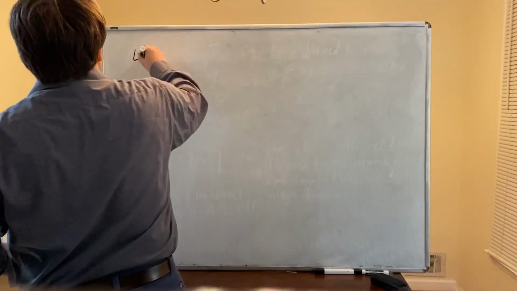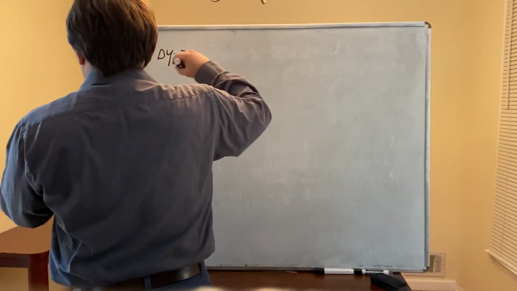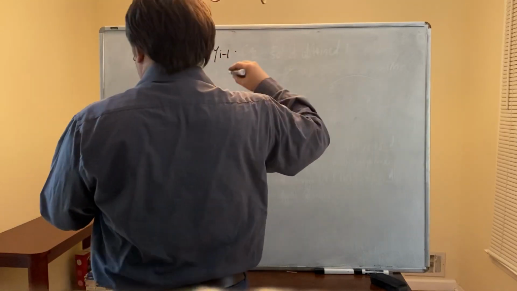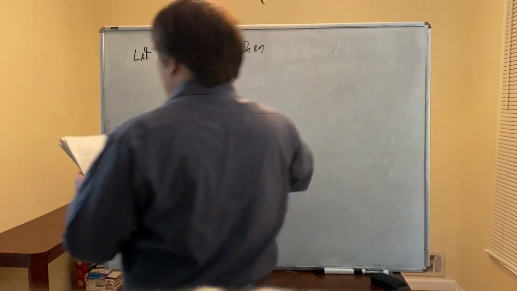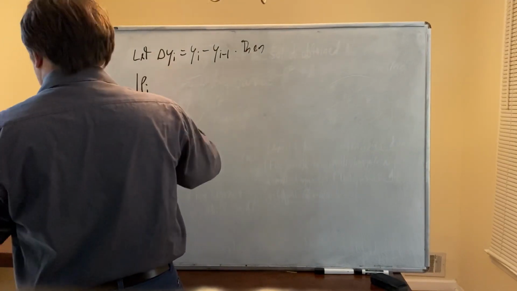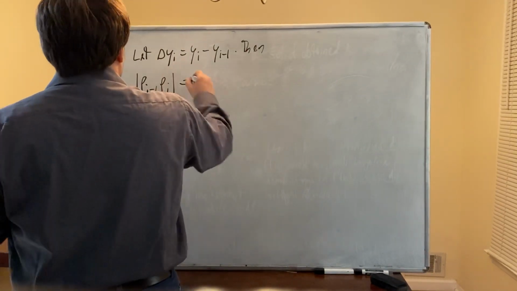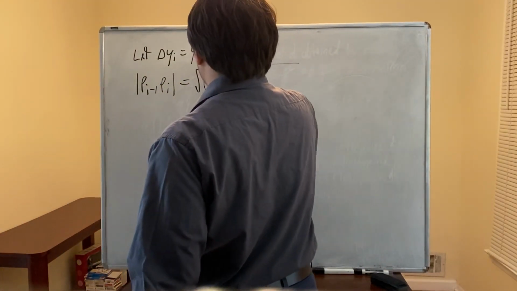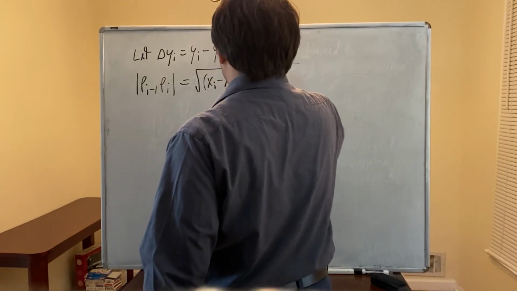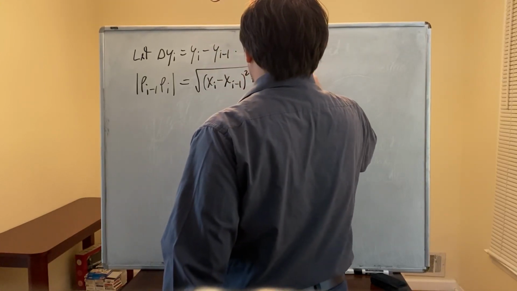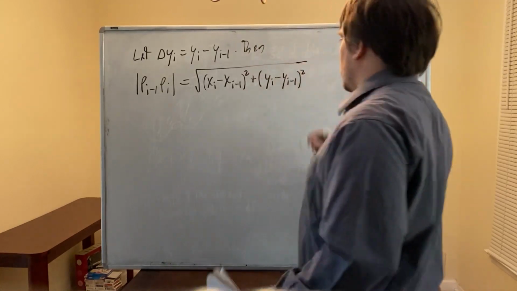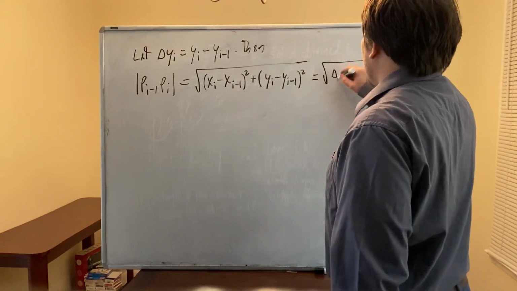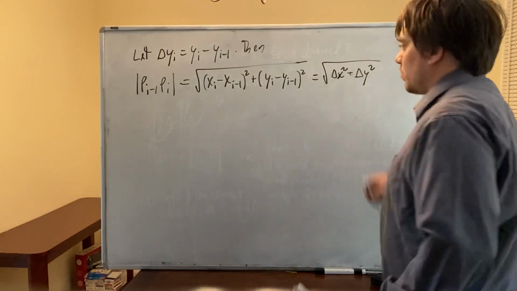Let delta y sub i equal y sub i minus y sub i minus 1. Then the length of p sub i minus 1 p sub i is equal to the square root of x sub i minus x sub i minus 1 squared plus y sub i minus y sub i minus 1 squared, which is equal to the square root of delta x squared plus delta y squared.